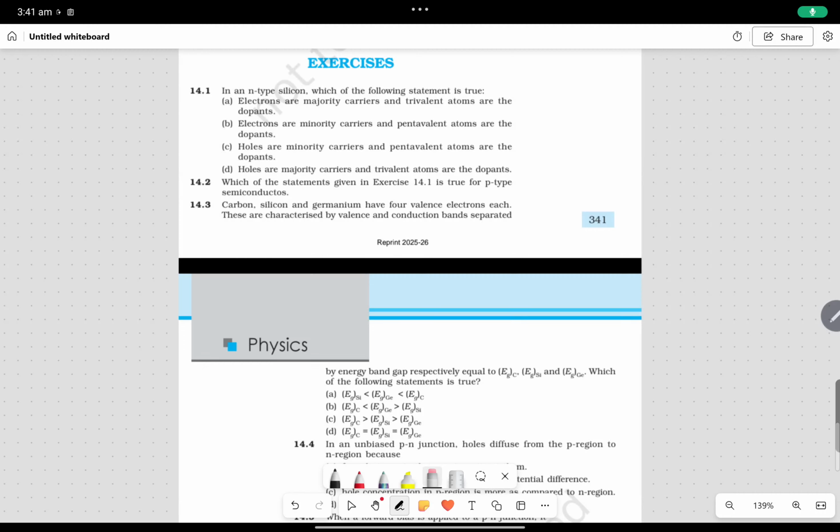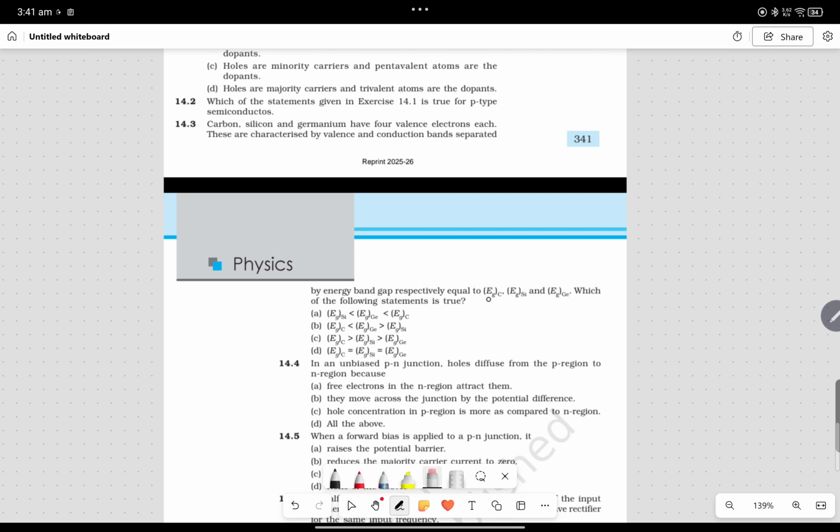So this is question number 14.3 of the semiconductor chapter, and in this it is asked that carbon, silicon and germanium have 4 valence electrons each. These are characterized by valence and conduction band separated by energy band gap, respectively equal to E_GC, E_GS and E_GG. Which of the following statements is true?